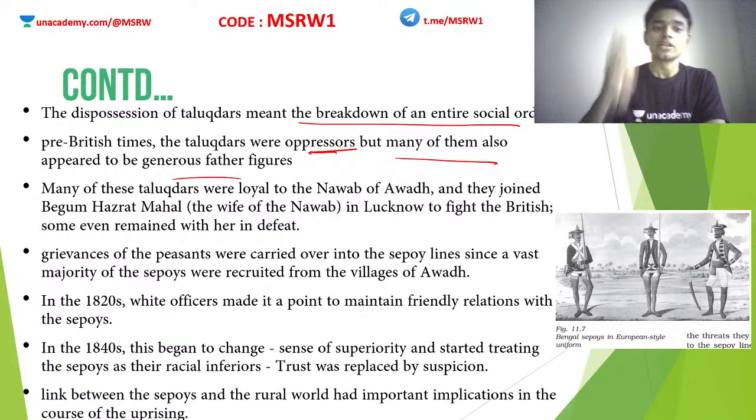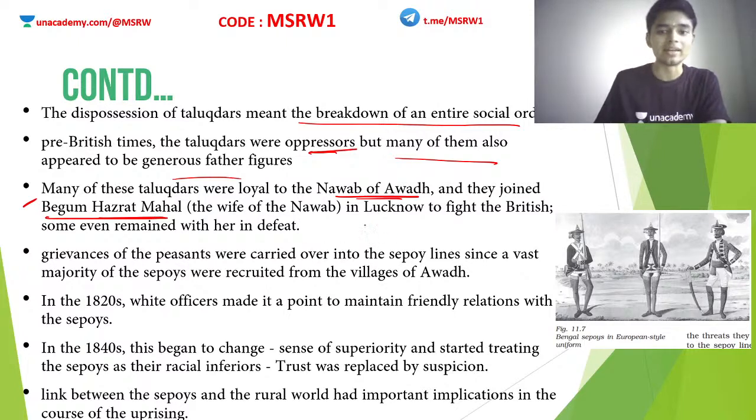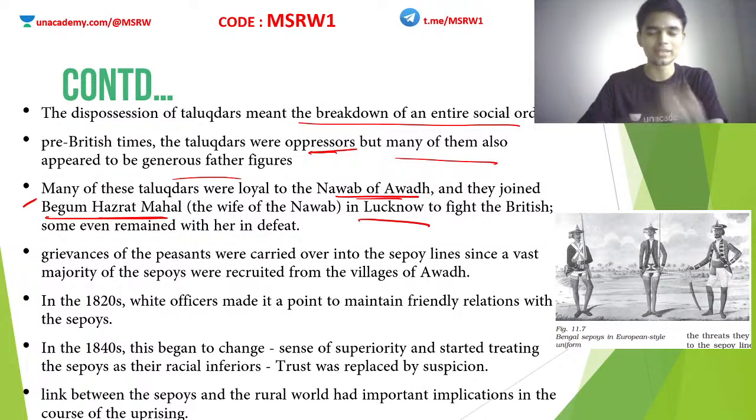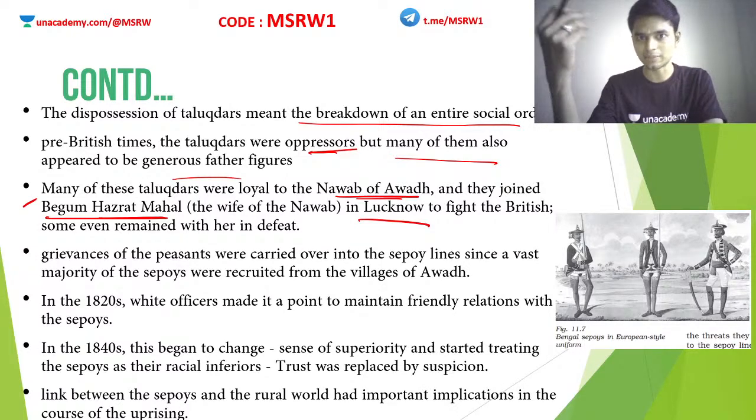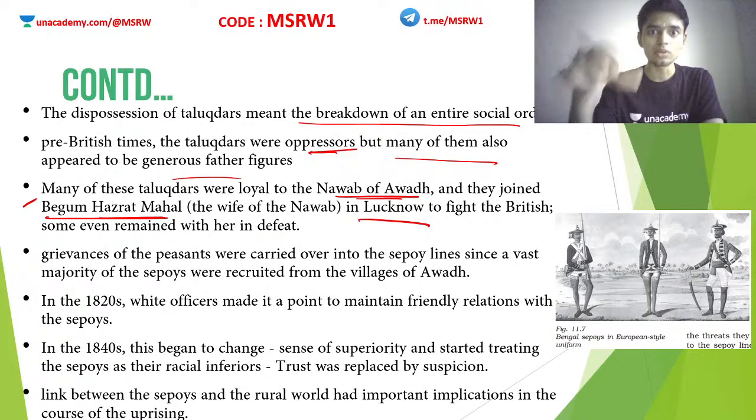So many of these Talukdars were loyal to the Nawab of Oudh, and they joined Begum Hazrat Mahal, the wife of the Nawab, in Lucknow to fight against the British. Because of the character of the Nawab, Wajid Ali Shah, who was extremely famous and popular, Talukdars also joined hands with the Nawab. But once the Nawab was deported to Kolkata, what happened? These Talukdars actually helped the Nawab's wife, Begum Hazrat Mahal, to rise against the British in Lucknow. So Begum Hazrat Mahal is the person who revolted against the British in Lucknow.